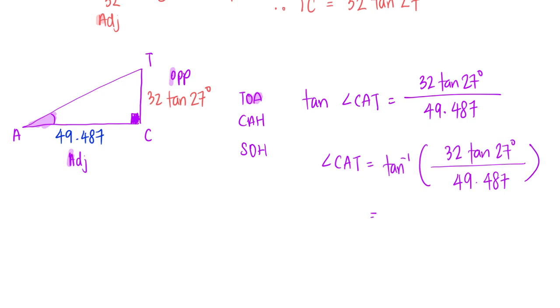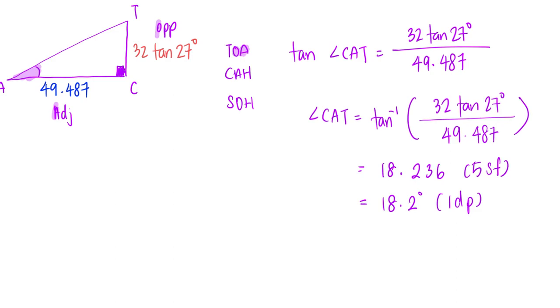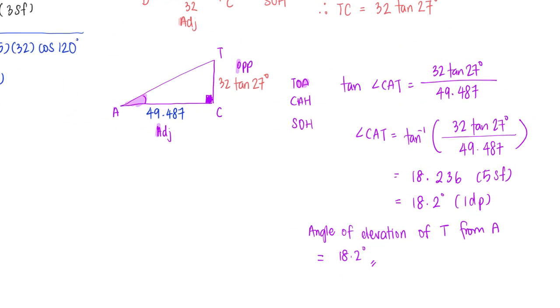This will give me a value of 18.236, to 3 significant figures, 18.2 degrees to 1 decimal place, and therefore the angle, best presentation, ladies and gentlemen, the angle of elevation of T from A is 18.2 degrees, 1 decimal place.